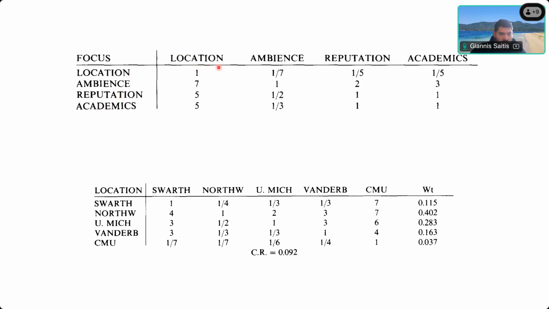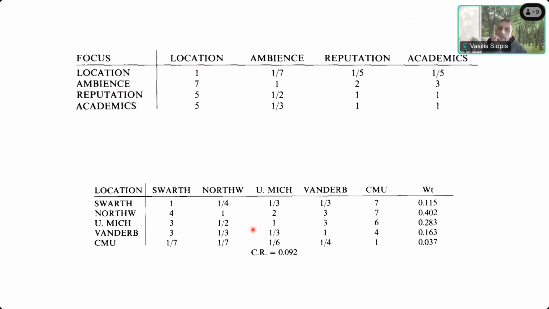So here we did four pairwise comparisons between all the criteria to the location. And we do the same thing for the ambience, the same thing for the reputation, and the same thing for the academics.